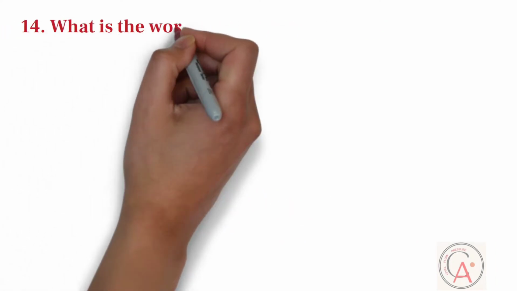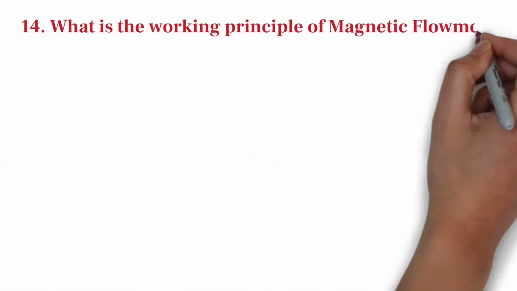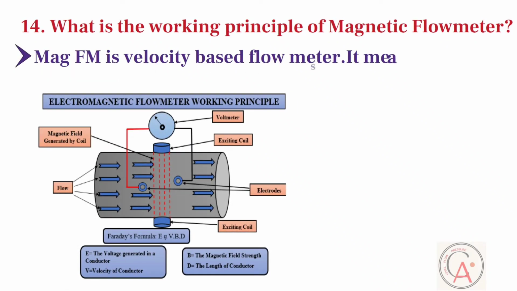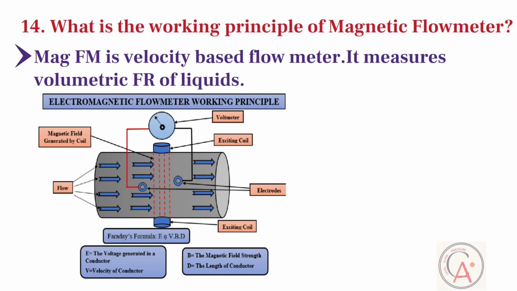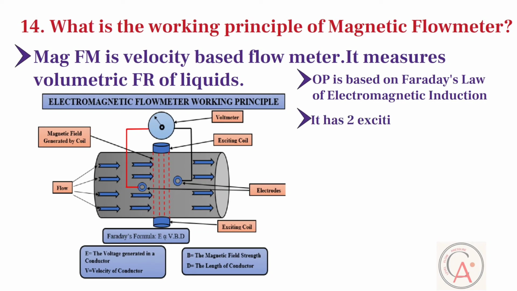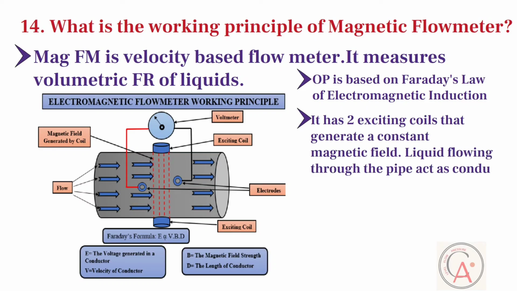Next question is, what is the working principle of magnetic flowmeter? Electromagnetic flowmeter is velocity-based flow meter, and it measures volumetric flow rate of liquids. Magnetic flowmeter's operating principle is based on Faraday's law of electromagnetic induction. Mag flowmeter has two exciting coils that generate a constant magnetic field, and liquid flowing through the pipe act as conductor.